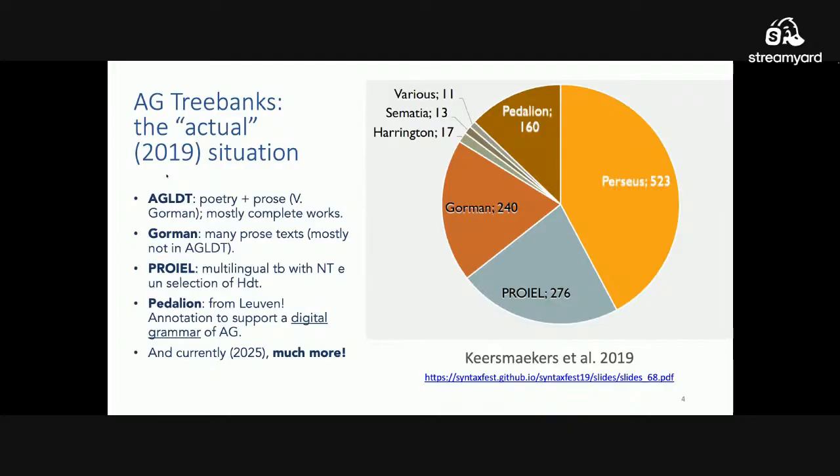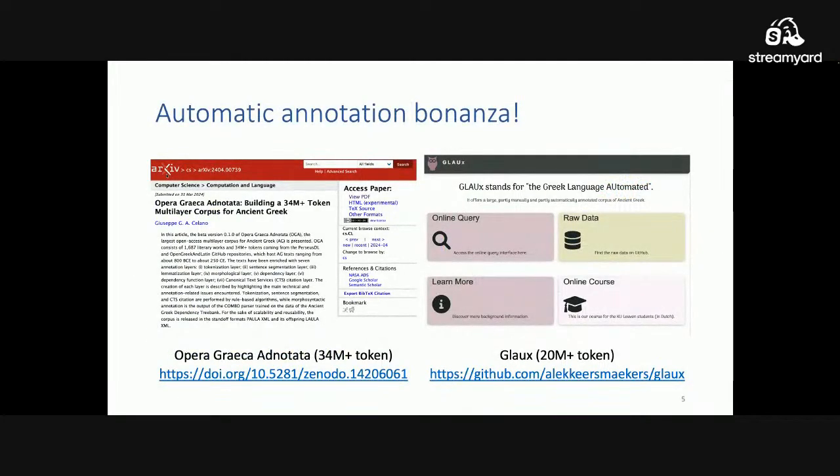There are other interesting projects. One of them is, for example, the Sematia Papyri Greek corpus that deals with documentary papyri. Also, since the widespread adoption of transformer models and language models of the latest generation, a lot of people have been providing huge collections of annotated data. So, corpora of many millions of Greek words that were automatically annotated, that you can download, browse, and sometimes even search and use online. Two of them are the Opera Graeca Adnotata by Giuseppe Celano and Glaux by Alek Keersmaekers in Leuven.